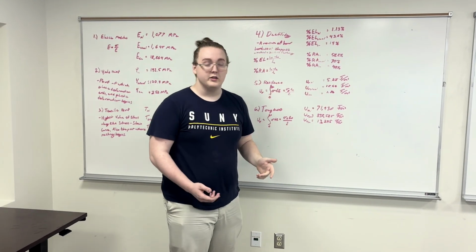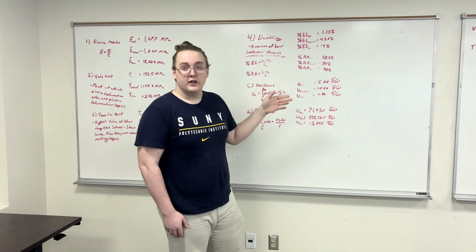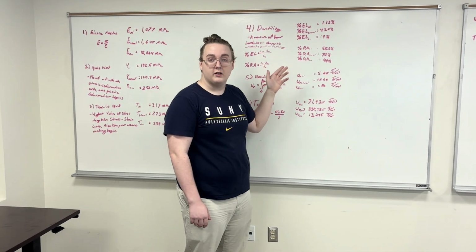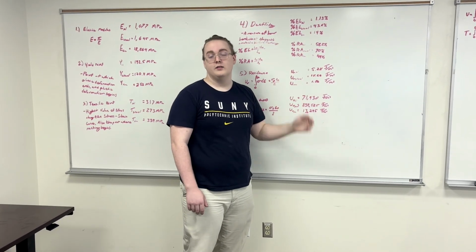This will also give you a percentage. For aluminum, we had a 58.2% decrease in cross-sectional area. In steel, we had a 70% decrease in cross-sectional area. And for copper, we had a 49% decrease in cross-sectional area.